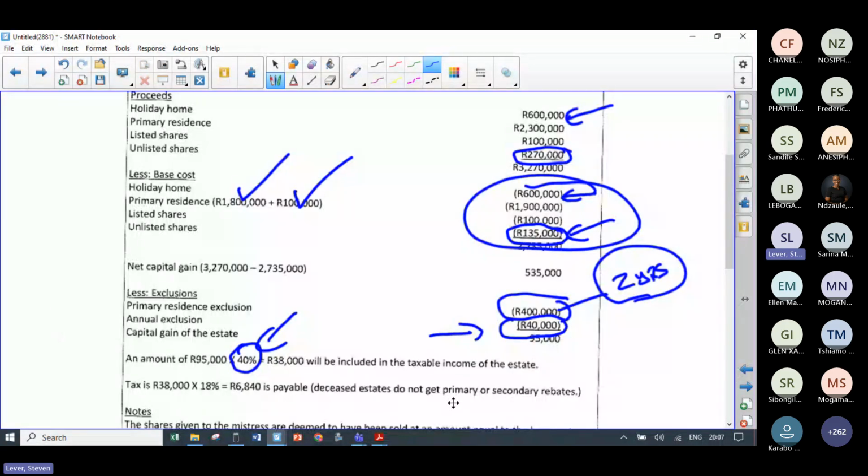Why is the primary exclusion 400? Because, 2.3 million here, can you see? Less the base cost of 1.9 million. Over there, guys, 400,000 profit in the primary residence. As long as you sell it within 2 years, you get the 2 million primary residence exclusion in the executor's hands. You've got 2 years to sell it.